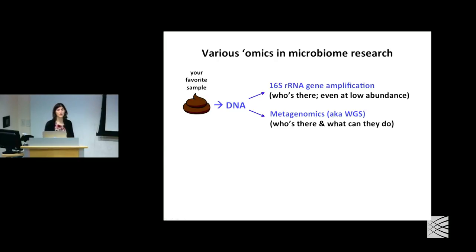It's great because it allows you to detect all of the community members, even the ones that are present at very low abundance. Alternatively, you can look at total DNA and do metagenomic sequencing or whole genome sequencing. This allows you to get all of the genes that are present. It doesn't just give you taxonomy, but you can actually start to look at function. And we'll talk about the pros and cons of these two methods.